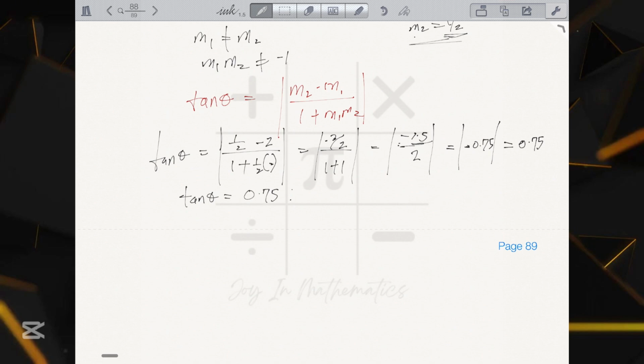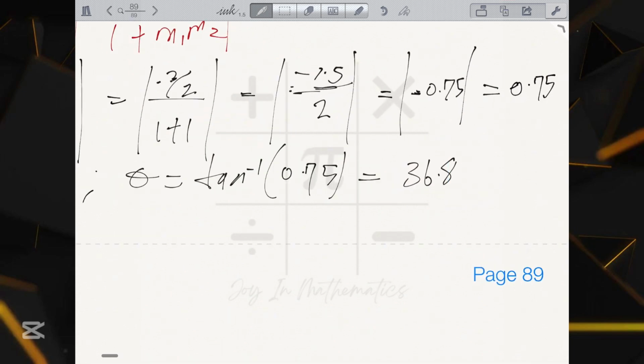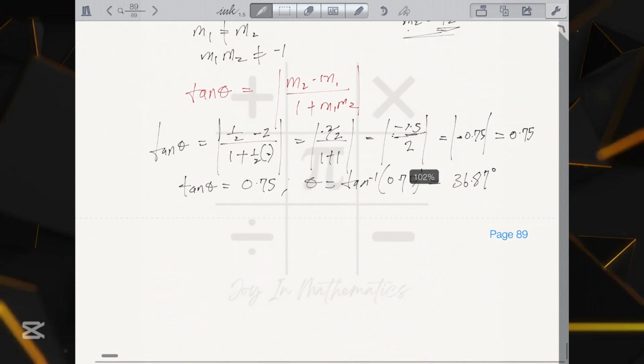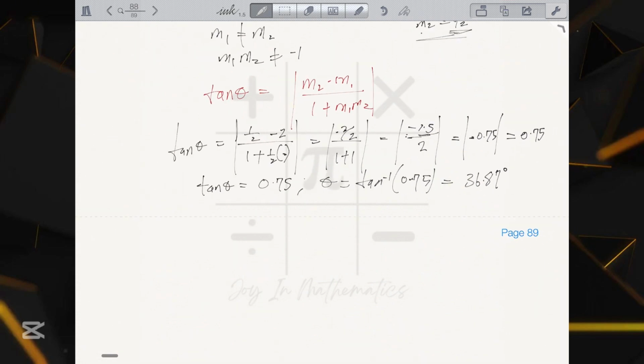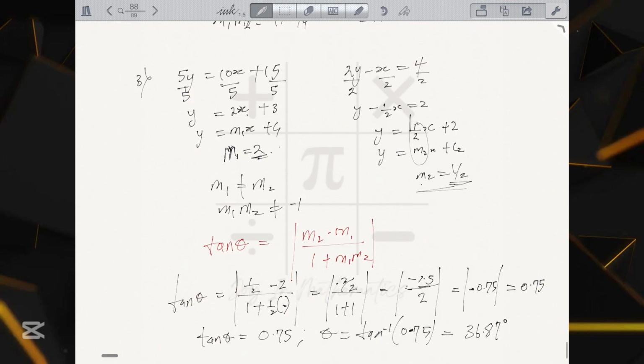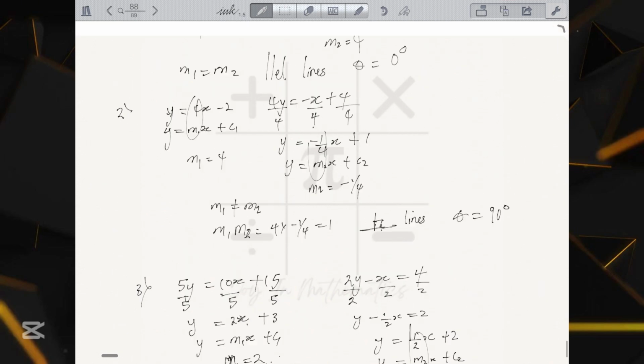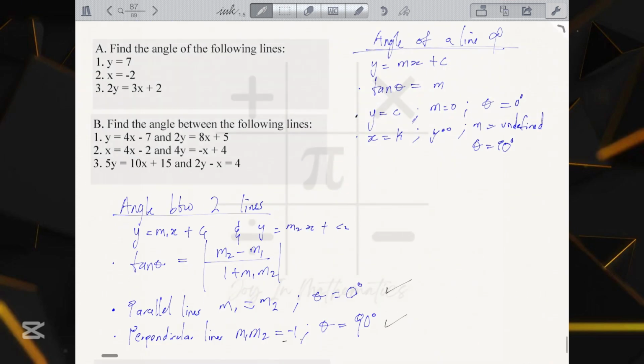So we can easily evaluate theta to be arctan 0.75, and using our calculator to evaluate this, the arctan of 0.75 is simply 36.87 degrees. So with this, we have come to the end of angles of a line and angles between two lines, and everything is summarized in these two expressions: angles between two lines and angles of a line.